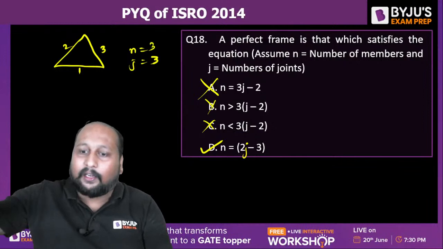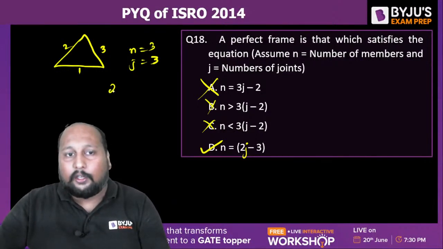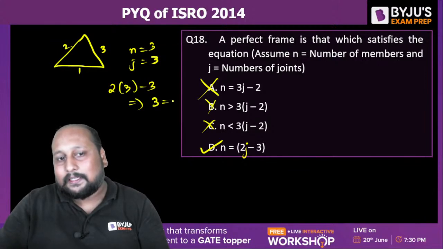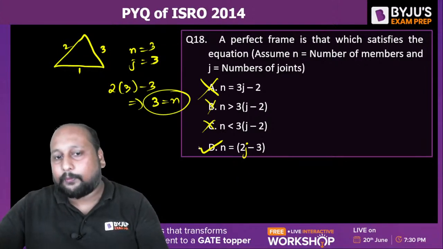Right? If you're having a confusion, now if you see 2J, 2 into 3 minus 3, that is equal to 6 minus 3 is 3, and that is equal to N. So that is a perfect frame. Option D is a correct answer.